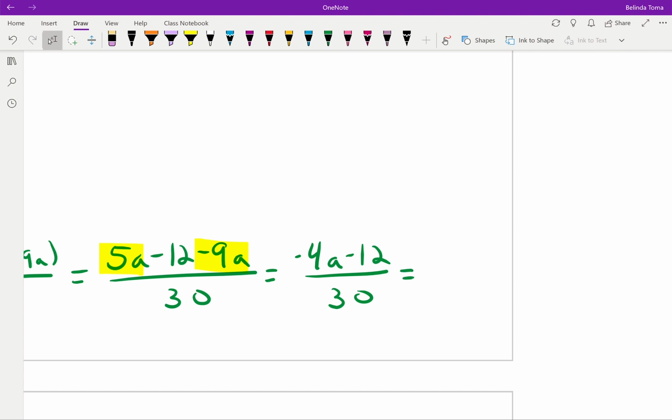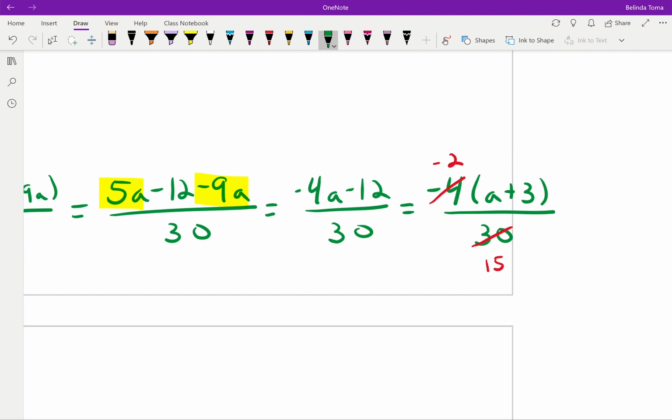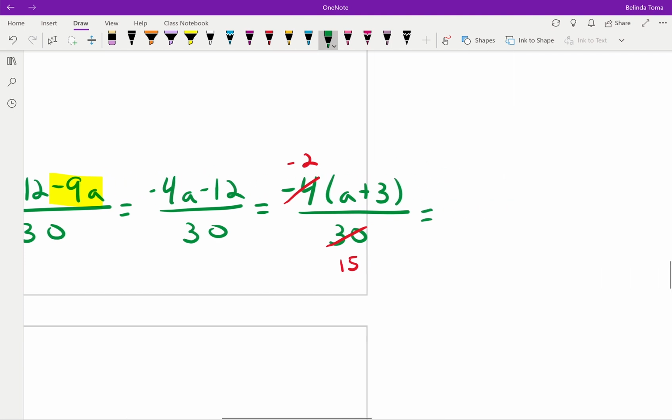So I am definitely going to factor out a negative 4 here. And that leaves me with a common factor of 2. So I am going to reduce here. And my final answer then, again, you can leave the negative with the 2, or you could put it in front of the fraction bar, as I'm going to do. And you can leave this in factored form as 2 times the quantity of a plus 3.